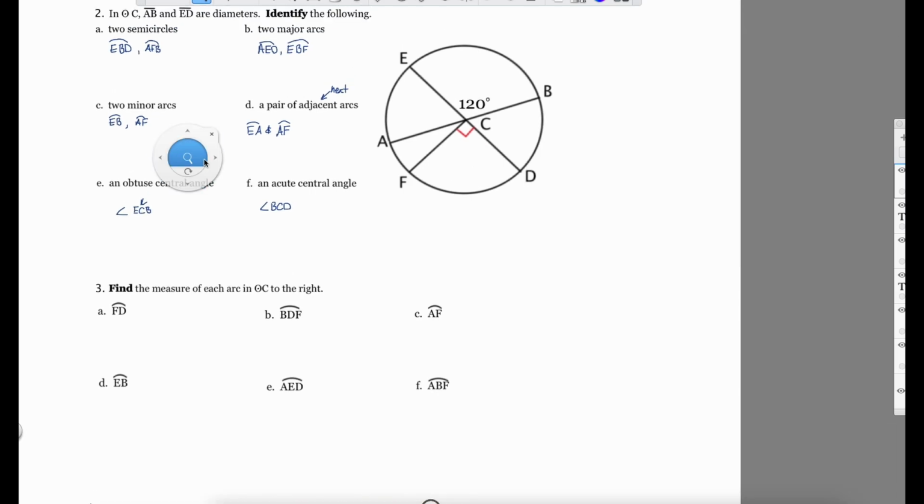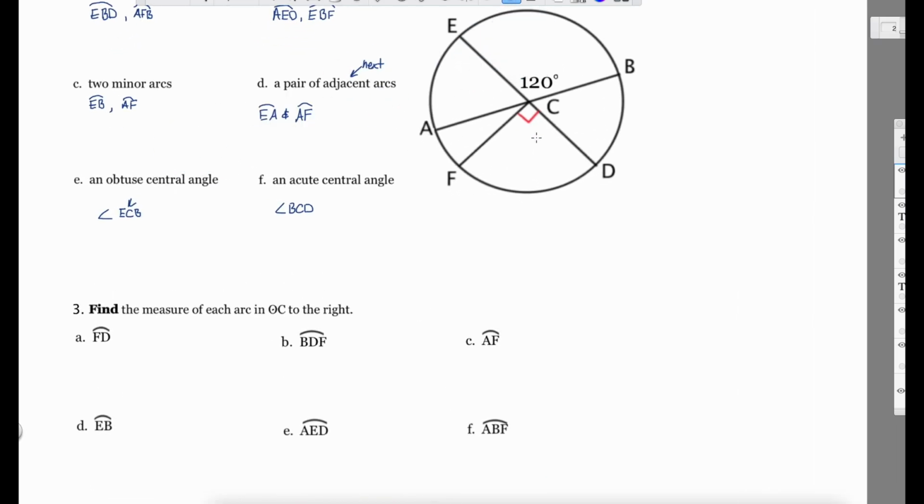Now we're going to find the measures of this same figure. Arc FD, that's 90. For angle BDF, it's easier if we find the angles around first. This has got to be 60. This is 90 and this is 60. This also needs to be 90, so I need a 30 here. Now I have everything. BDF is 90 plus 60, which is 150.